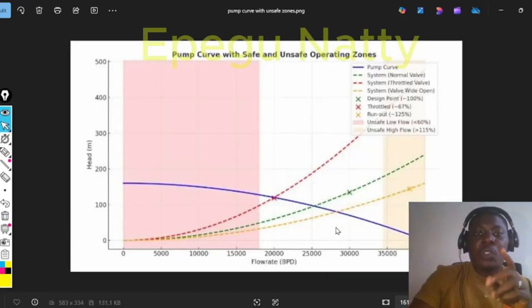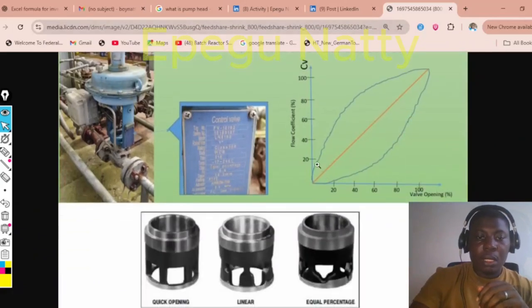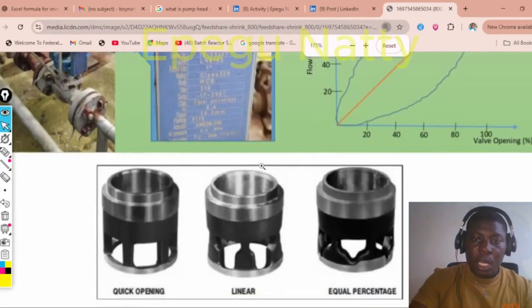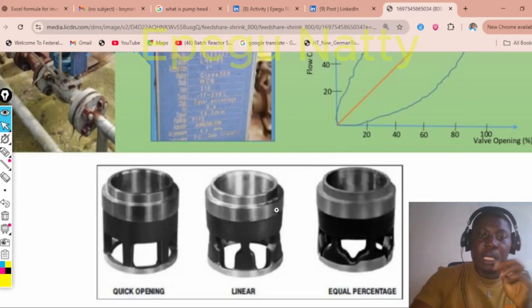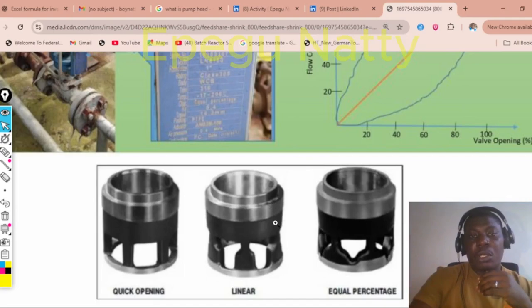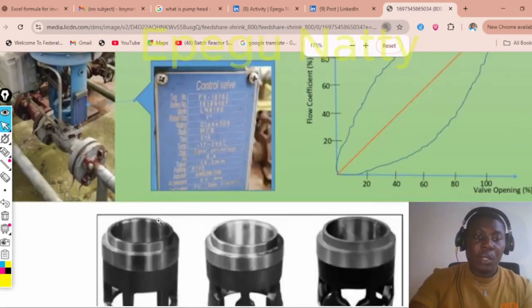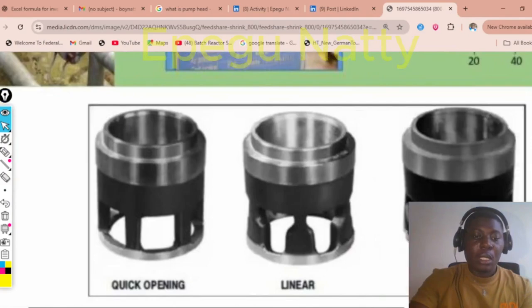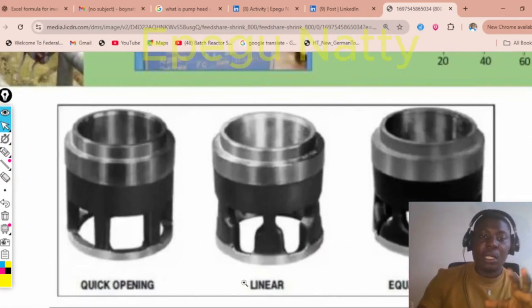Something I forgot to mention is that I said I was going to explain why we need our discharge valve to be closed when we want to put on our pump. But before we talk about that, let's look at these valve characteristics. I've mentioned quick opening, linear, and equal percentage. I drew the drawing for the trim of the control valve, and I mentioned that it's a configuration of the opening of the valve.